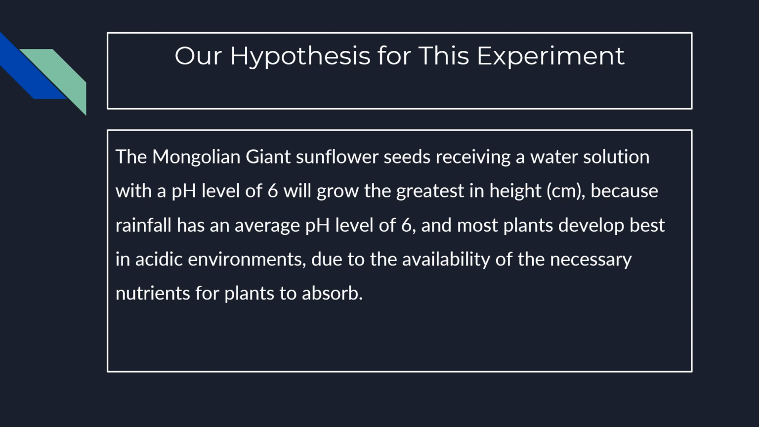So our hypothesis for this experiment was the Mongolian giant sunflower seeds receiving a water solution with a pH level of 6 will grow the greatest in height because rainfall has an average pH level of 6 and most plants develop best in acidic environments due to the availability of the necessary nutrients for plants to absorb.